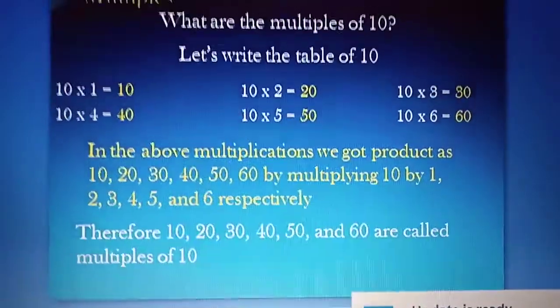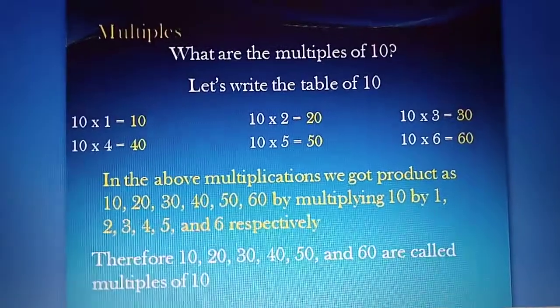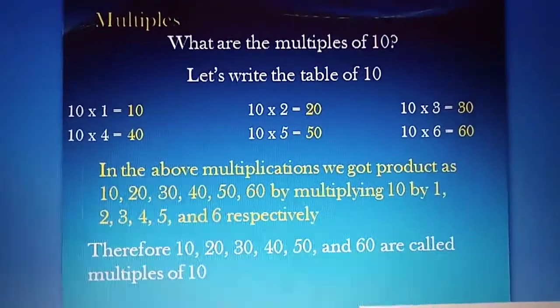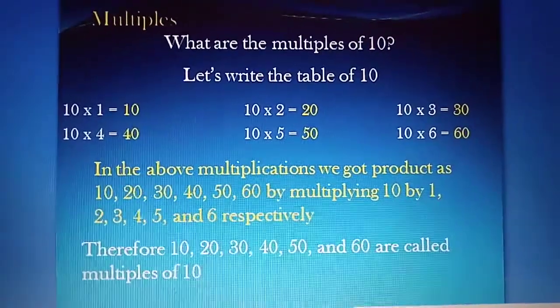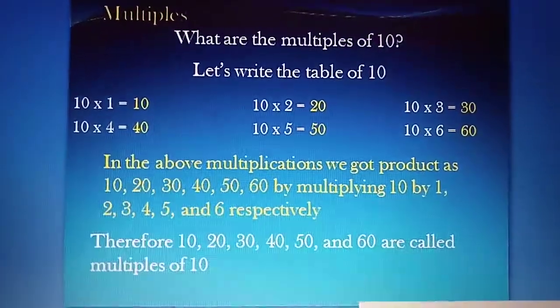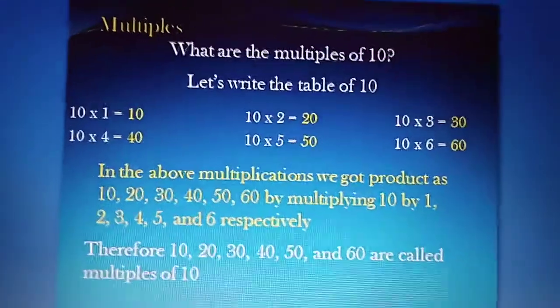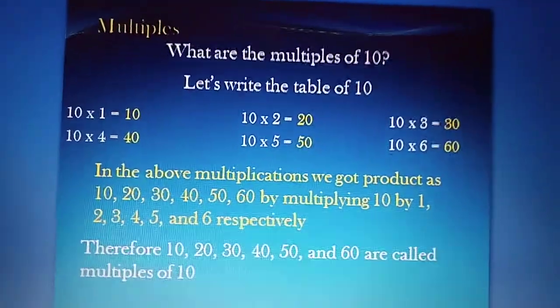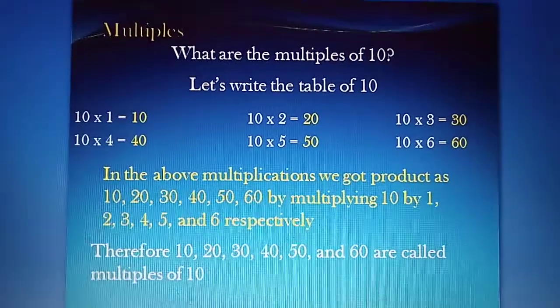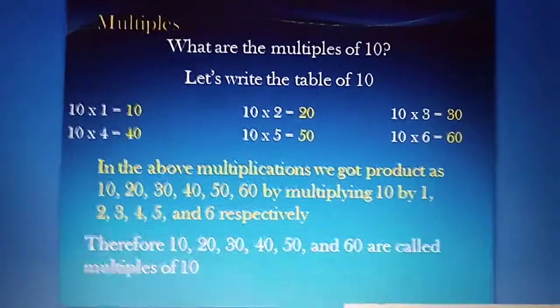Generally in a table we write till ten times, but the multiples can be infinite. You can find hundred times, you can find thousand times. So multiples are always infinite but factors are limited. So here the multiples of 10 which I have written are 10, 20, 30, 40, 50 and 60. These are also called the first 6 multiples of 10.